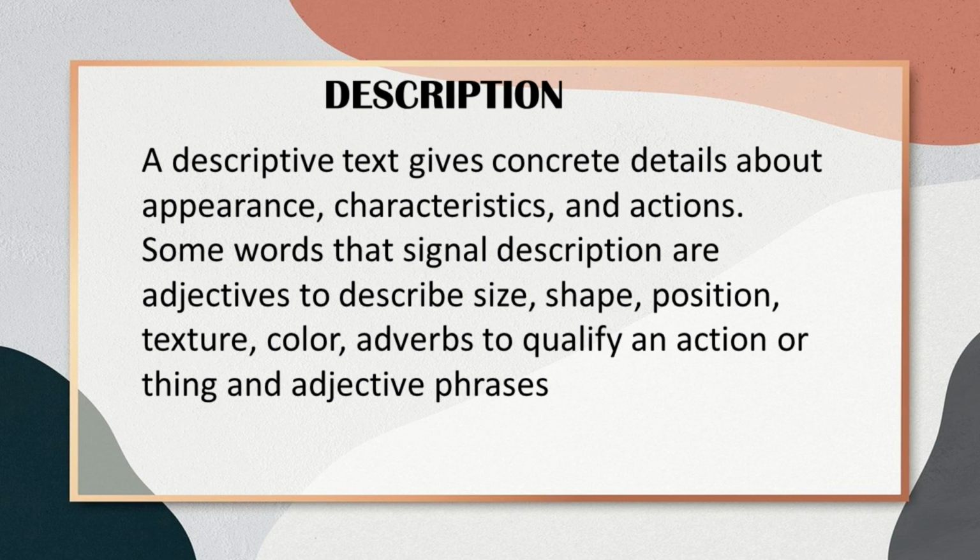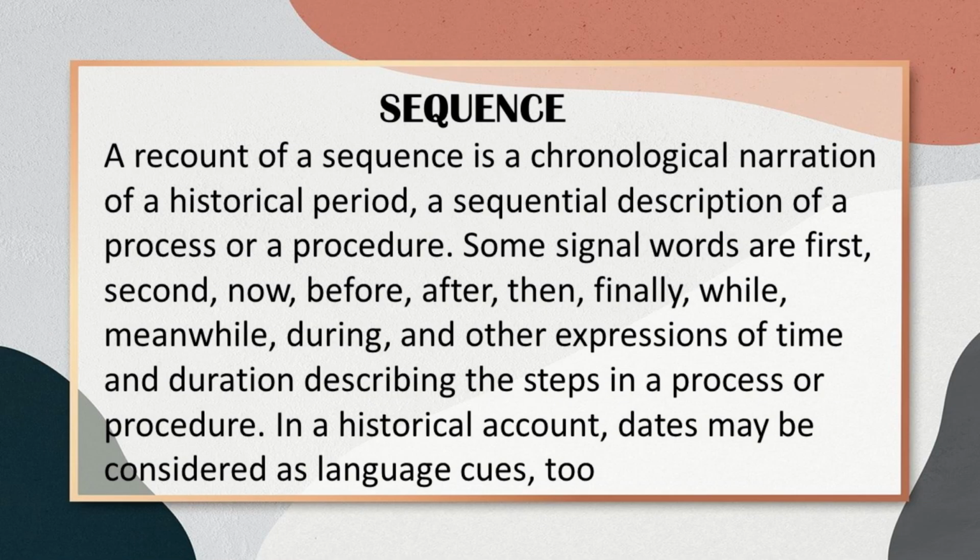Second is description. A descriptive text gives concrete details about appearance, characteristics, and actions. Some words that signal description are adjectives to describe size, shape, position, texture, color, adverbs to qualify an action or thing, and adjective phrases. Third is sequence.